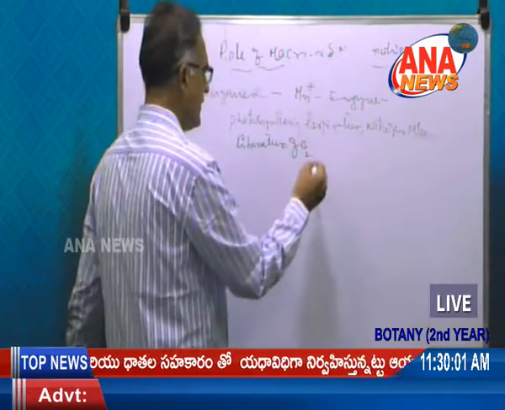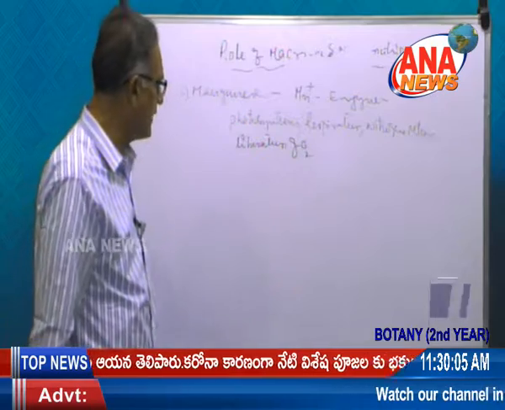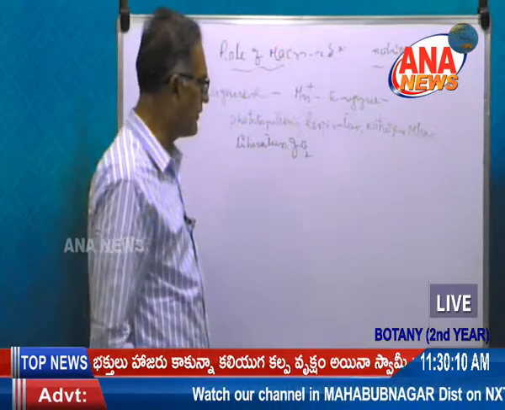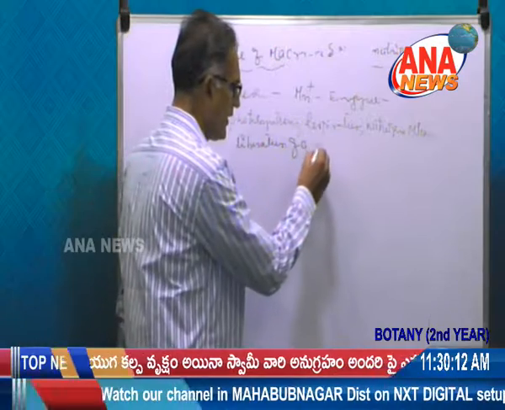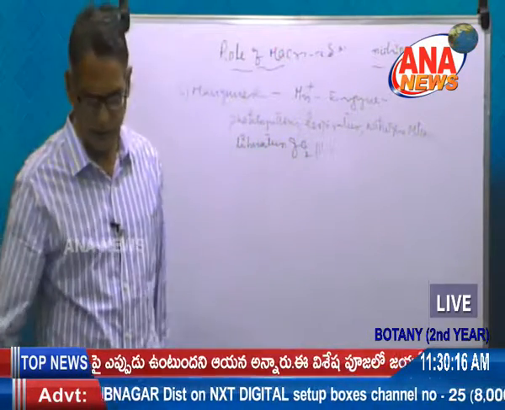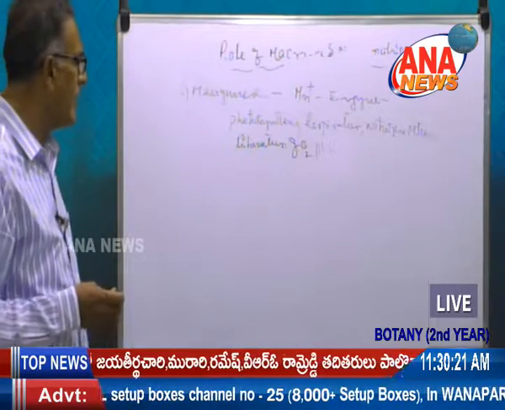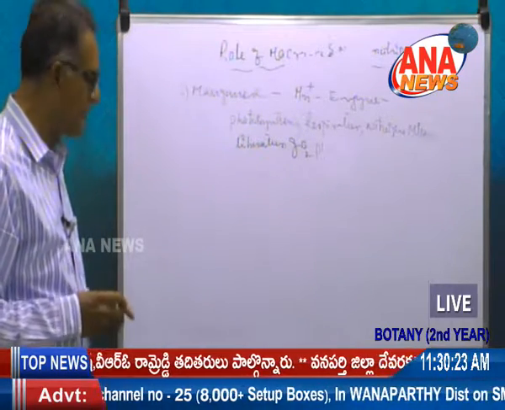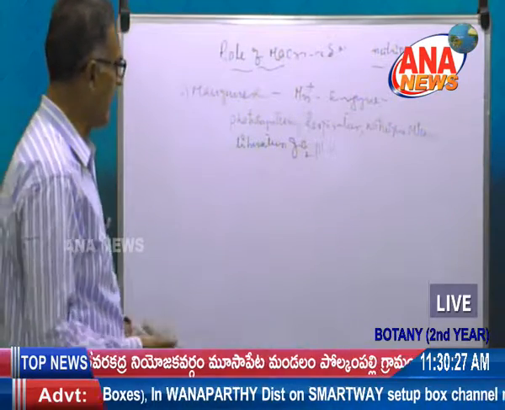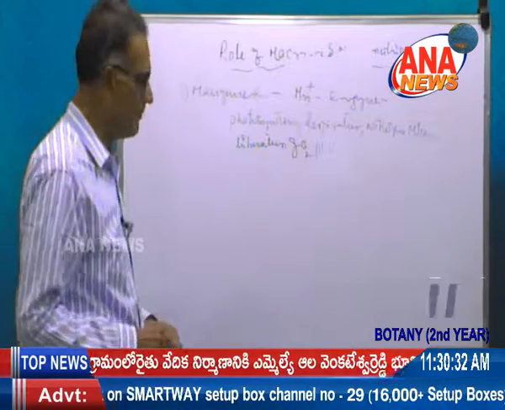A specific defined function of manganese is the liberation of oxygen by photolysis of water during photosynthesis. It also activates the enzyme indole acetic acid (IAA) carboxylase. So that is manganese.